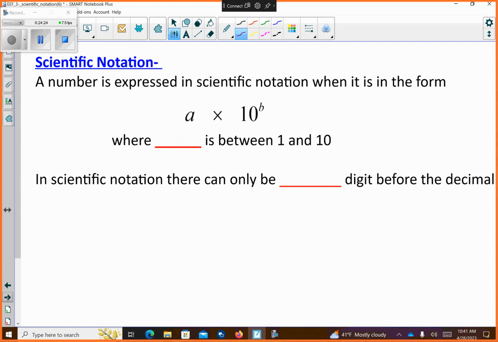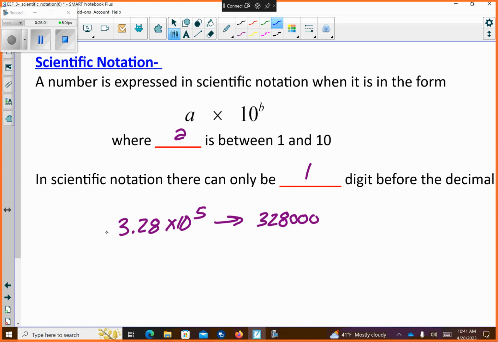So, scientific notation. A number expressed in scientific notation is A times 10 raised to the B power, where A is between 1 and 10. In scientific notation, there can only be one digit. You might see something like this, which basically means if I converted out of it, I'd go 1, 2, 3, 4, 5. So 328,000 is 3.28 times 10 to the fifth.